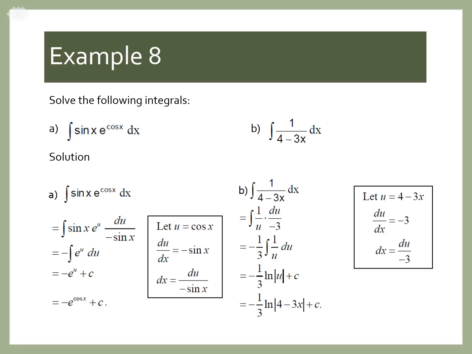As for b, by letting u equal to 4 minus 3x and differentiate, you will get du over dx equal to negative 3. Substitute into the original integral and simplify, you will obtain negative 1 over 3, 1 over u. Integrate with respect to u, you will get negative 1 over 3 ln u plus c. Replace the u back to 4 minus 3x, you will get negative 1 over 3 ln of 4 minus 3x plus c as the final answer.